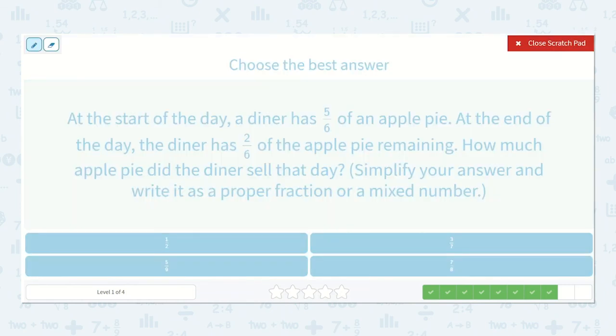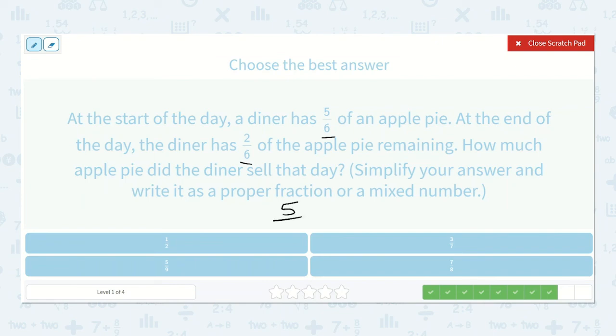At the start of the day, a diner has 5/6 of an apple pie. At the end of the day, the diner has 2/6 of the apple pie remaining. How much apple pie did the diner sell that day? Simplify your answer and write it as a proper fraction or a mixed number.